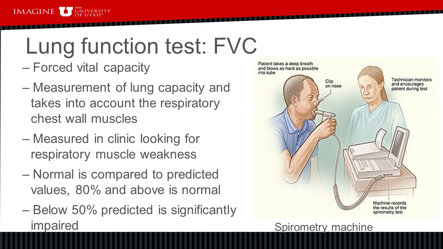So what is the forced vital capacity, or FVC? It's a measurement of lung capacity and takes into account the respiratory chest wall muscles. And it's measured in clinic using a handheld spirometer for respiratory muscle weakness. So we compare it to predicted values, and a normal person will have a value that's 80% and above of predicted. Anything that's 50% and below is considered to be significantly impaired.